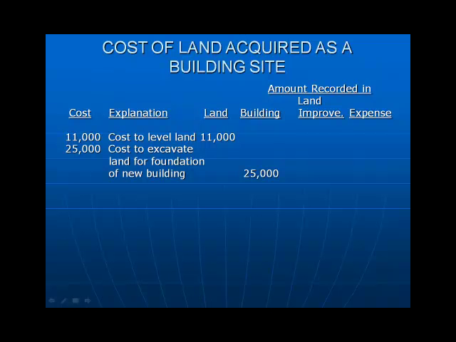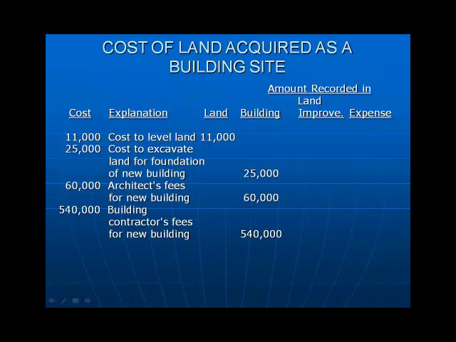Next we have a $25,000 cost to excavate land for the foundation of the new building. Now we're doing something specifically for the new building, therefore these costs will go to the cost of the building. Next we have some architect fees for the new building, and similarly all of these costs will go to the building. Then we have contractor fees for building the new building, $540,000. That will all go to building.